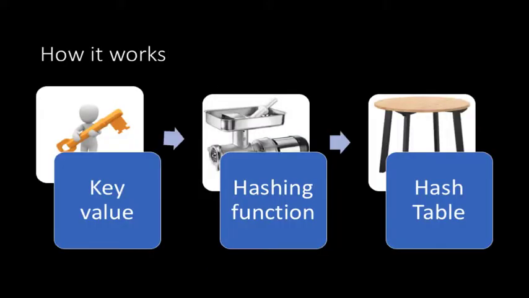How does it work? Well, you come up with a key value, which could be cat, dog, whatever data it is that you want to put in, and it can be any type of data. Then the hashing function processes it and puts it into a hash table. A little bit more explanation here.